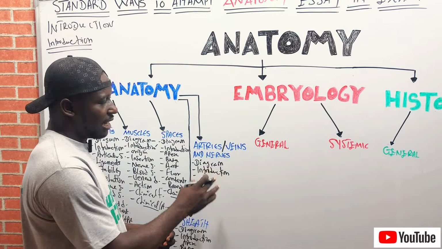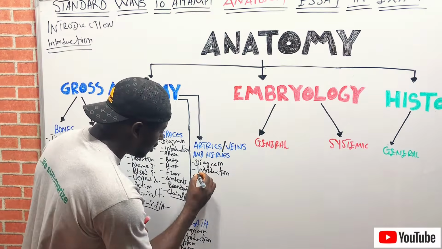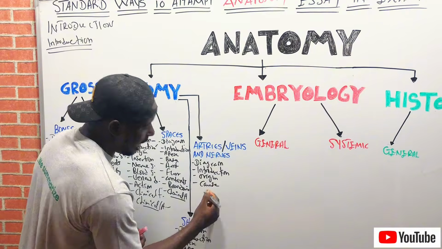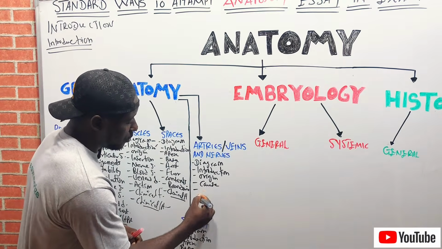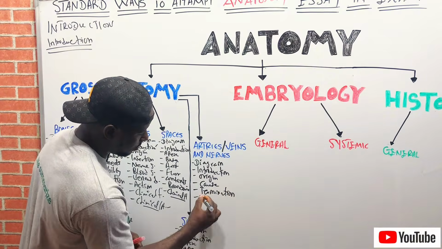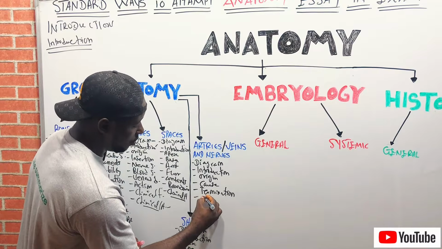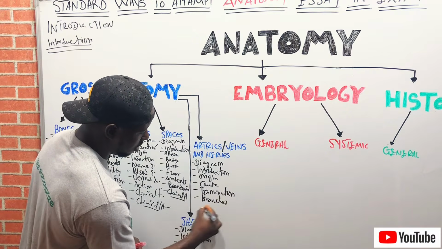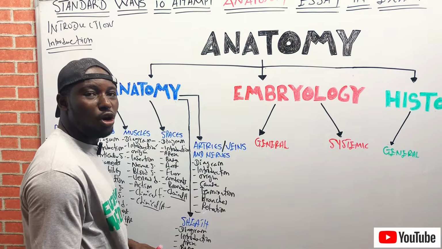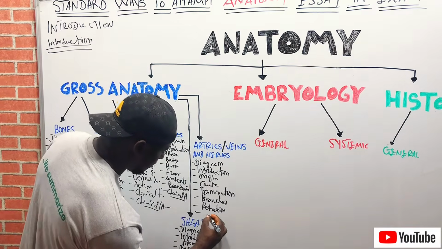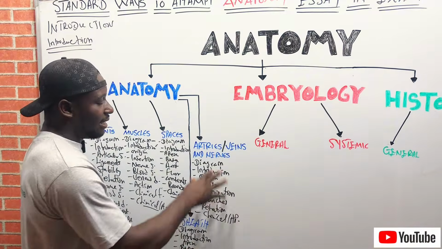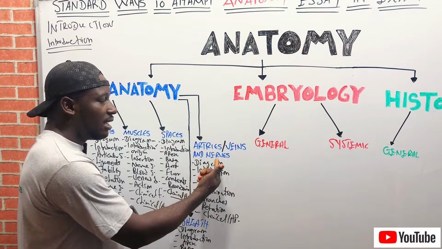Since it's an artery, vein or nerve, it will have an origin, it will have a course where it traverses or passes through, it will have termination, it will have branches, it will have relations, it will have what we call clinical and applied anatomy. Clinical/applied anatomy.